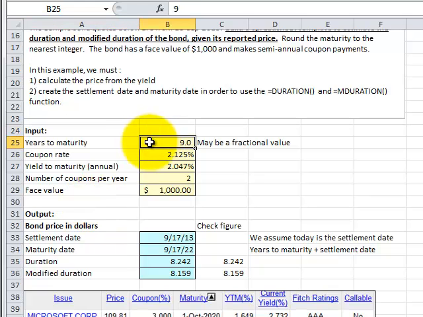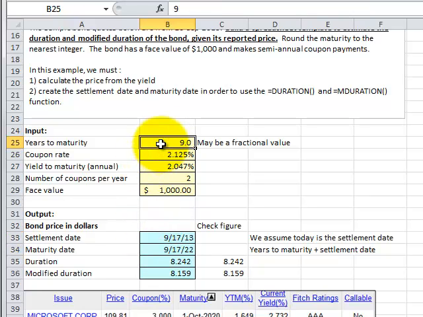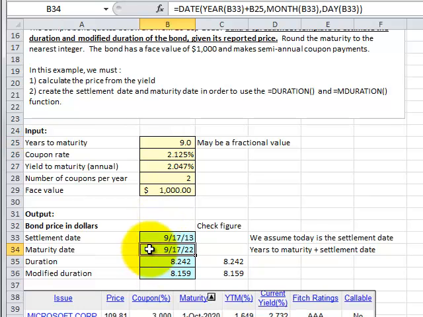However, we still don't have a calendar settlement date and a calendar maturity date. So we'll generate those down here just as we did before. We'll take today's date and assume that's the settlement date, and because the bond has a 9-year maturity, we'll add 9 years to the current date. Then we can proceed to calculate our duration exactly as we did in the prior task. That's task number 8.